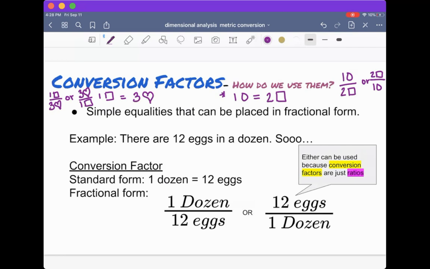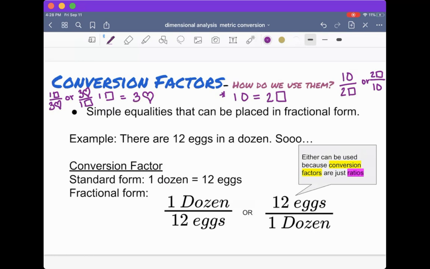All right, so let's use an actual quantity that we know. We know that if there are 12 eggs, it is called a dozen. So we can write the standard equality form, which we call the standard form of a conversion factor, as 1 dozen equals 12 eggs. Now, again, because it means the same thing, I could have written 12 eggs equals 1 dozen. It doesn't matter which way you write them. They mean the same thing, and both equalities hold true.